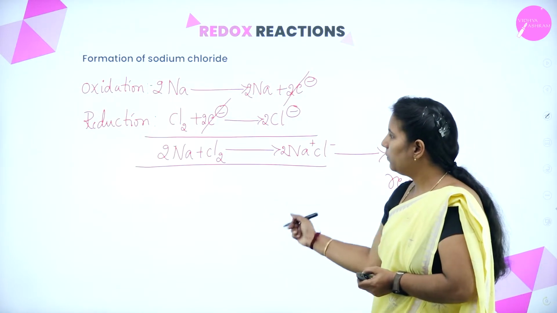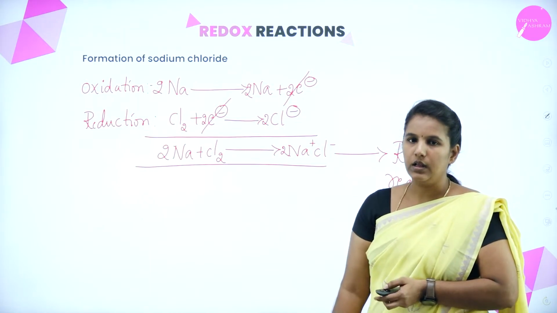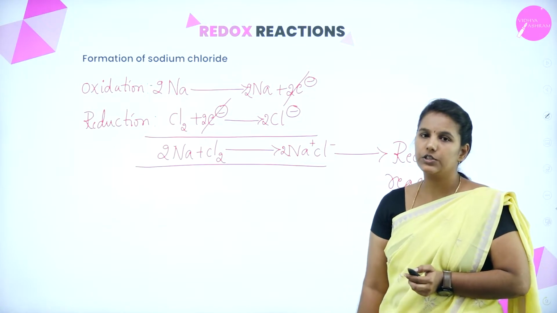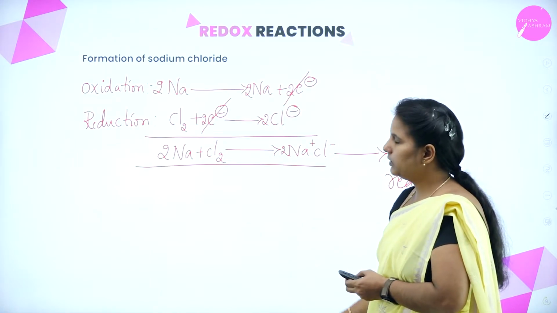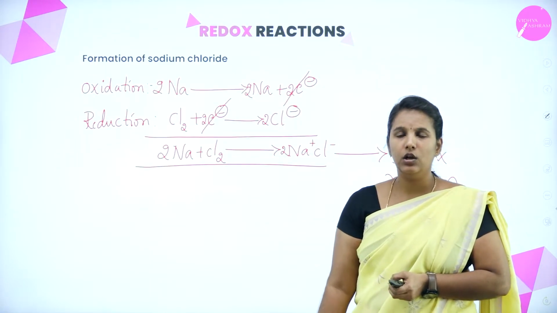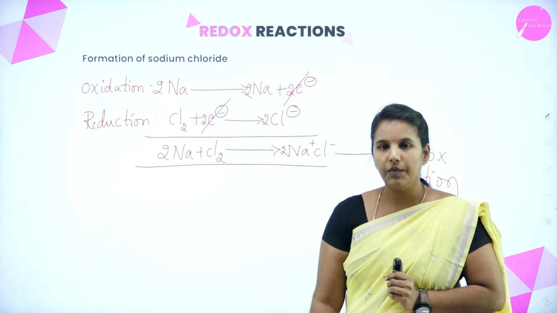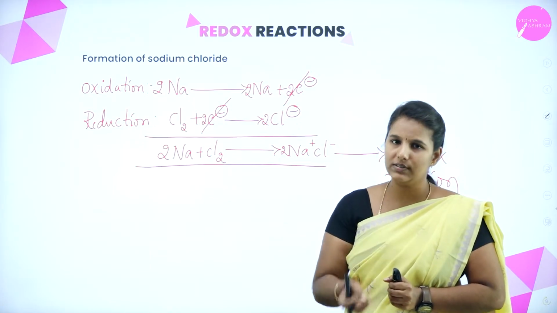This is how we can easily understand the formation of sodium chloride, where one is undergoing oxidation and the other is undergoing reduction in terms of electron transfer. So, always remember this example applies only when the molecules are ionic in nature. When the molecules are ionic in nature, we can go with the electron transfer.